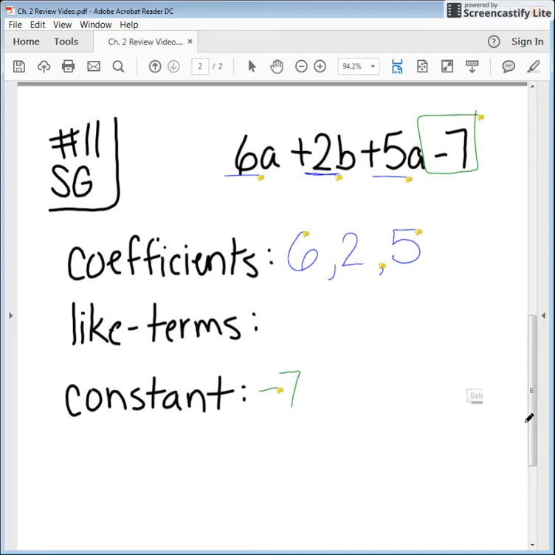So I'm going to look at my numbers with the variables. I see I have a 6a and also a 5a. They both have an a to the first power. So my like terms then would be a positive 6a because it's a positive 6, and a positive 5a because it's a positive 5. For our like terms, we have to show the variable that makes them like terms and the coefficient that is with them.